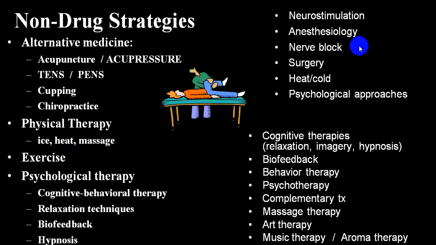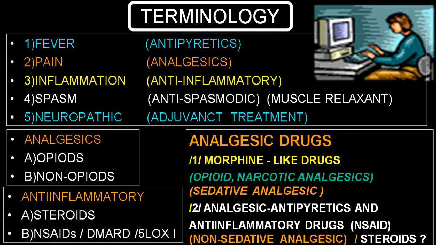anesthesia, nerve block, surgical intervention, heat and cold, psychological treatment, biofeedback, behavior therapy, massage, art therapy. Even nowadays music therapy and aroma therapies are also being utilized. These are all called non-pharmacological treatment, but these are mainly for persons with chronic pain, not with acute pain.